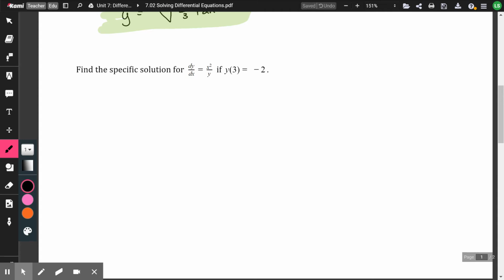So we're going to start off by separating our variables. I'm first going to move the y that's in this denominator over to the left-hand side to get y times dy over dx is equal to x squared. And then I'm also going to move the dx over to the right-hand side, similar to the way I did before, to get x squared times dx.